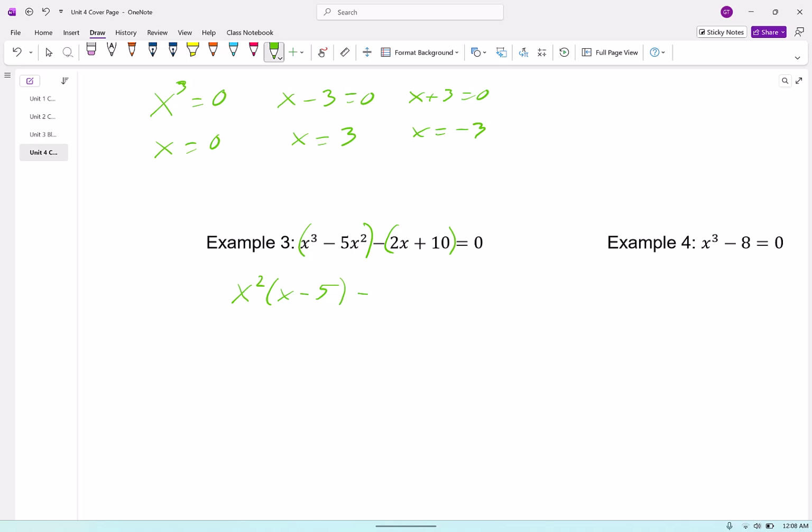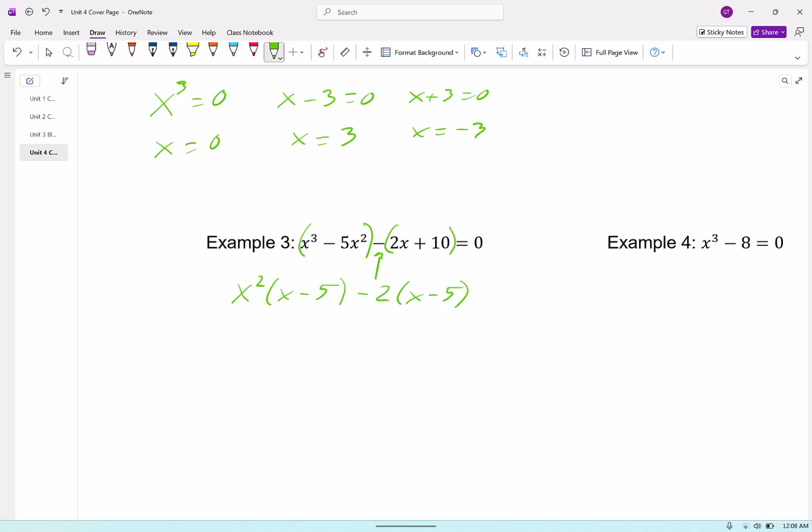2x and this. Well, I can't take an x because 10 doesn't have it, but I could take a 2 out. So 2, and what does that leave me with? Just x minus 5. Again, when we do factoring by grouping, what's in parentheses has to be the same. You might be like, wait a minute, this is a plus 10. Where did I get the negative 5 from? Remember that I got a negative 2 out here from this.